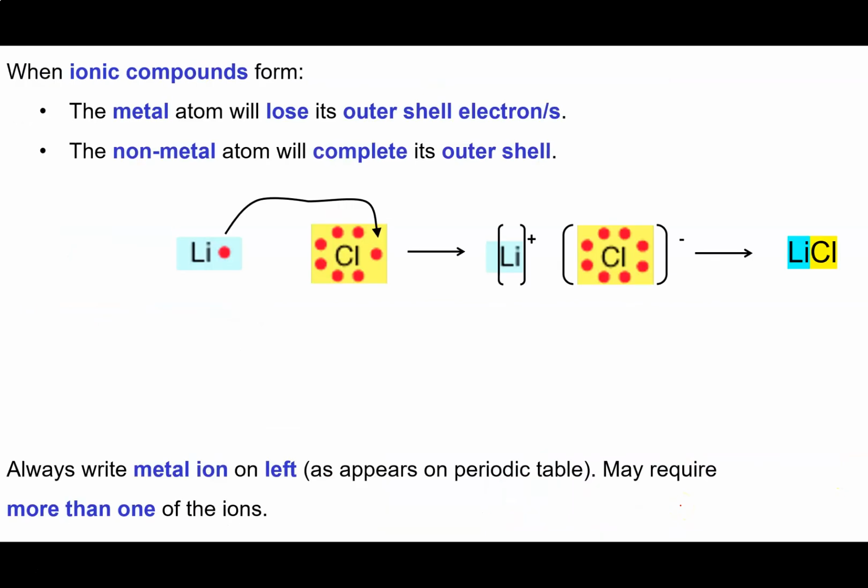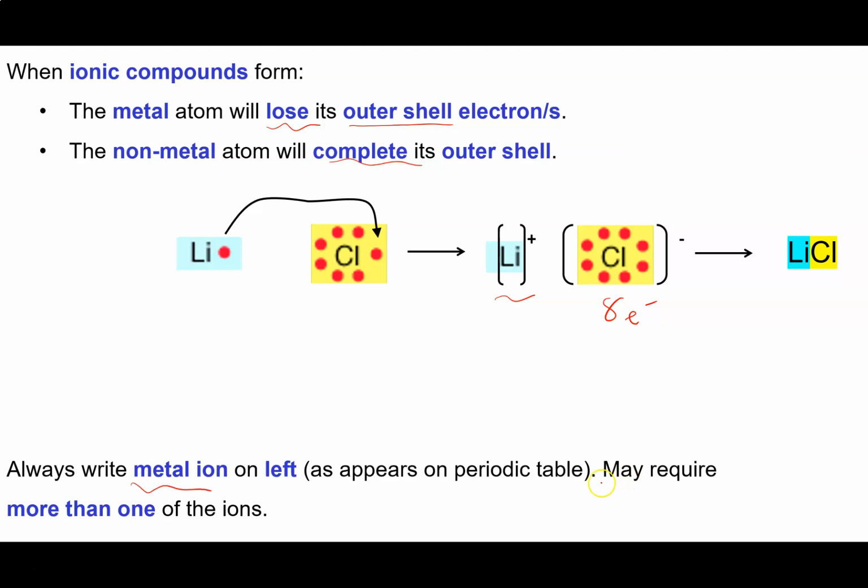There we go. Okay. So when an ionic compound forms, the metal atom will lose all of its outer shell electrons. You see it has none there. And then the non-metal atom will complete its outer shell and it'll end up with 8 valence electrons. As I mentioned, we always write the metal ion on the left as it appears on the periodic table, and the non-metal on the right.